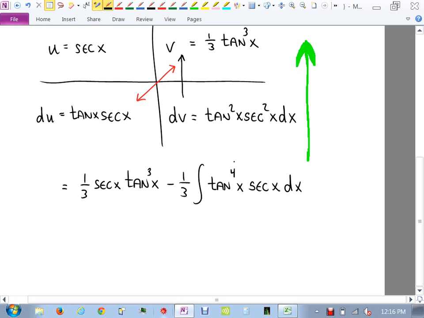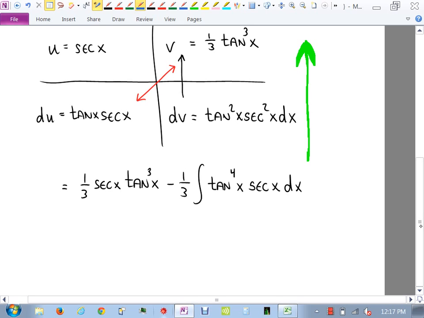Reduction. If you do integration by parts again, what are you going to use? What do you want to use for integration by parts? Well, can I just take this the rest of the way?